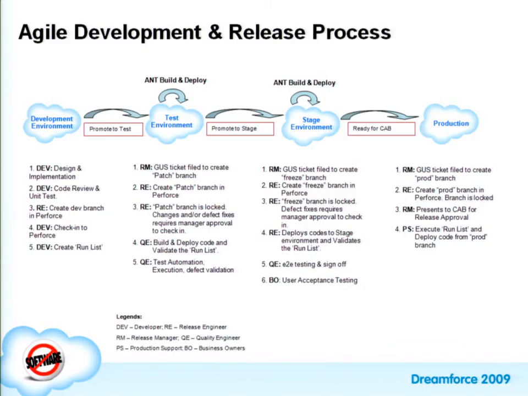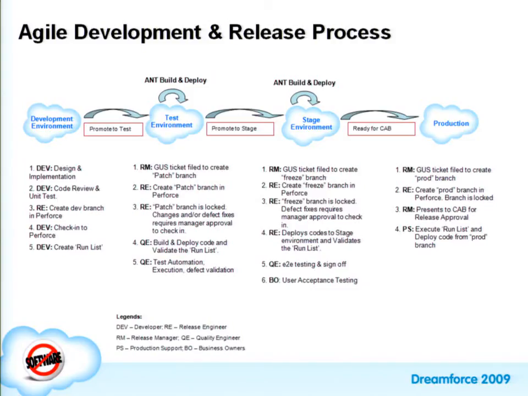The patch gets logged. Do we allow changes in the patch? Yes, we do, because we are agile development, and we have feature changes so often. So we do allow both feature changes and defects into the patch environment. QE will do the build and deploy and do the testing, and we also do test automation in that environment. Once QE signs off in this environment, then the release manager would create a GUS ticket. GUS is our defect repository. They will do a ticket to create a freeze branch. Once a freeze branch is created in Perforce, it gets locked.